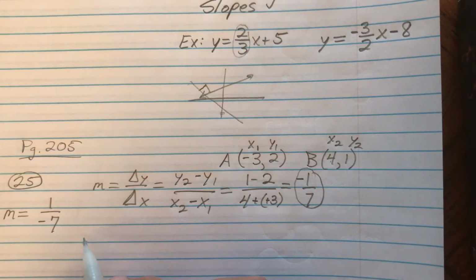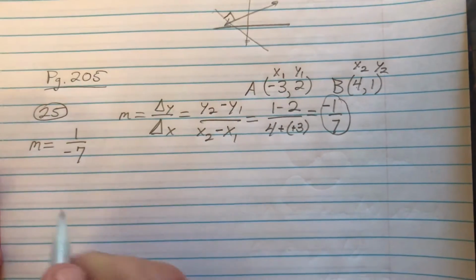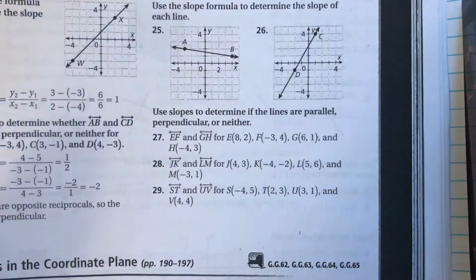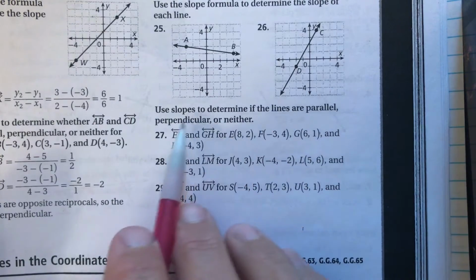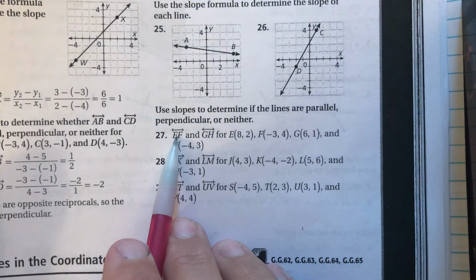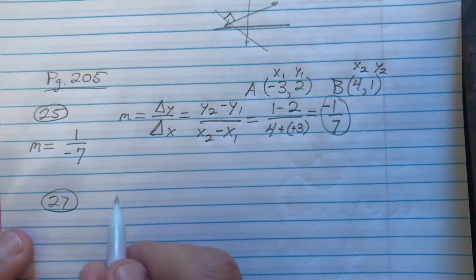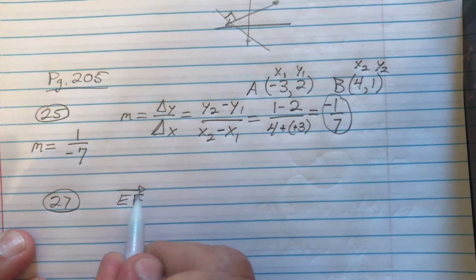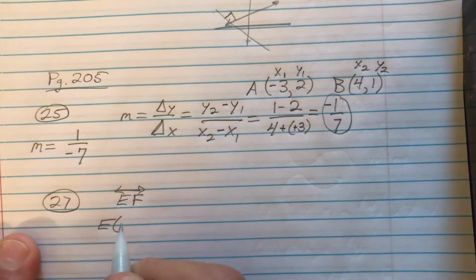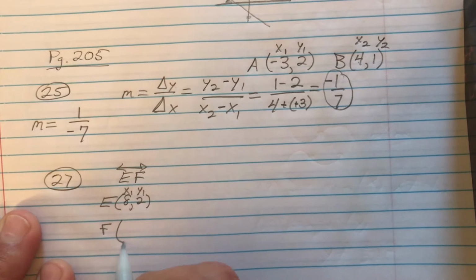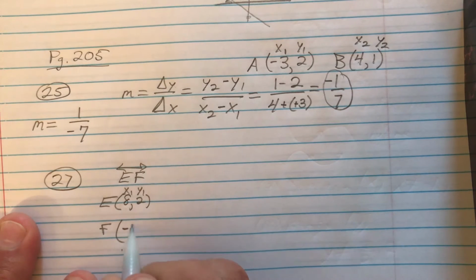Let's try number 27. 27, they're asking you, use slopes to determine if the lines are parallel, perpendicular, or neither. So EF. E is 8, 2, and F is -3, 4. So EF, E is, once again, 8, 2. We'll call that x1, y1. And F is -3, 4. That's x2, y2.